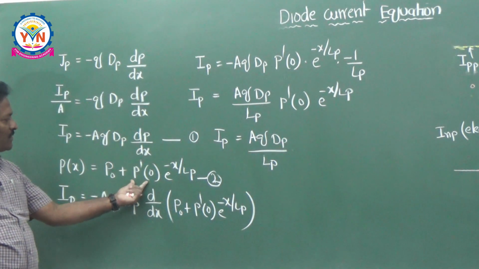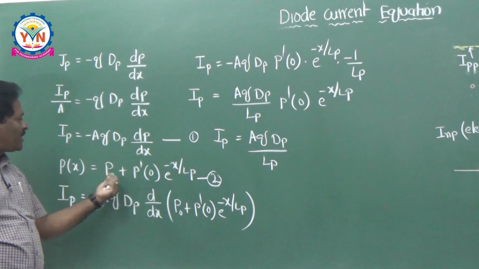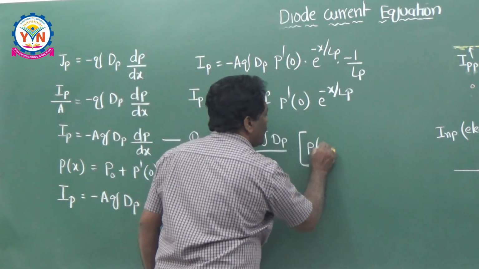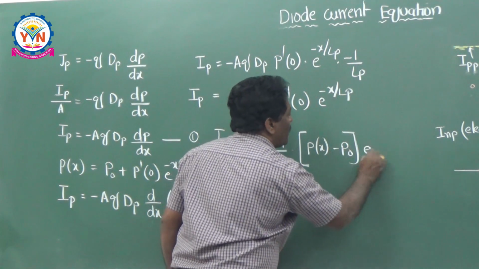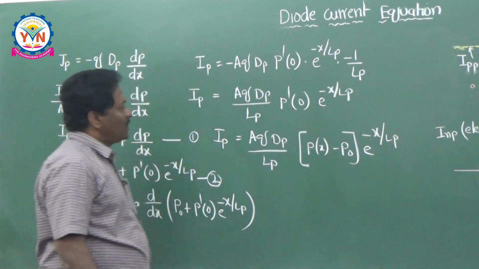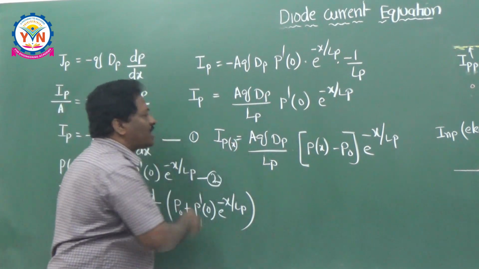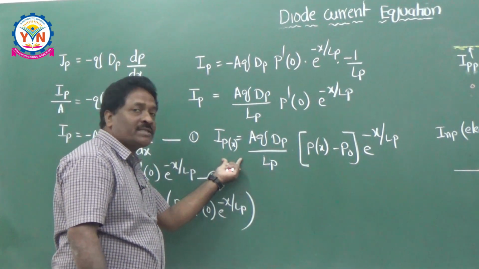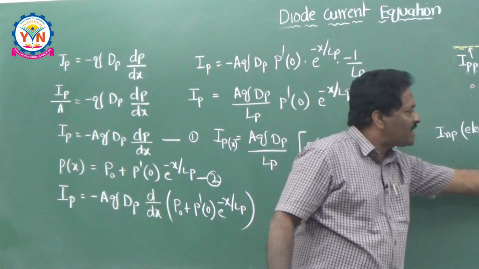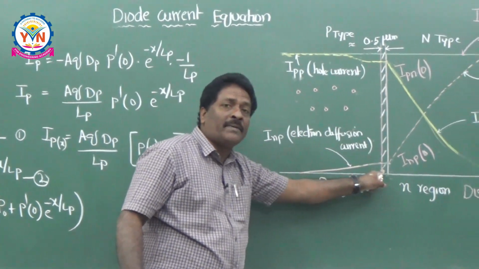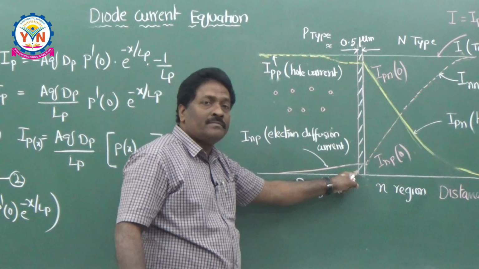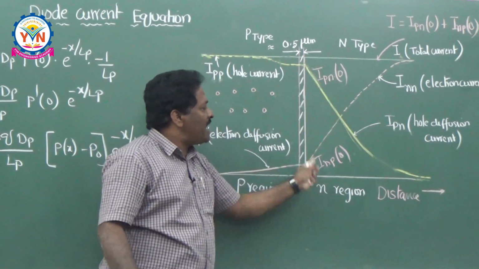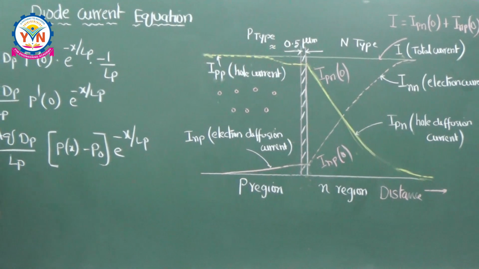Here you can write what p dash of 0 is. p dash of 0 is nothing but p of x minus p naught at x is equal to 0. So you can write here, this is p of x minus p naught into e to the power of minus x by Lp. So this is Ip of x with respect to distance x. Now if I am putting x is equal to 0, why am I putting x is equal to 0? I would like to write this expression at the junction. If you take the diode here, it is the distance at x is equal to 0. At x is equal to 0, you have to calculate, because I already told you, if you want to find out the current in a diode, you have to calculate how much current is actually passing from P to N and from N to P. IPN of 0, INP of 0. So Ip of x is equal to this.